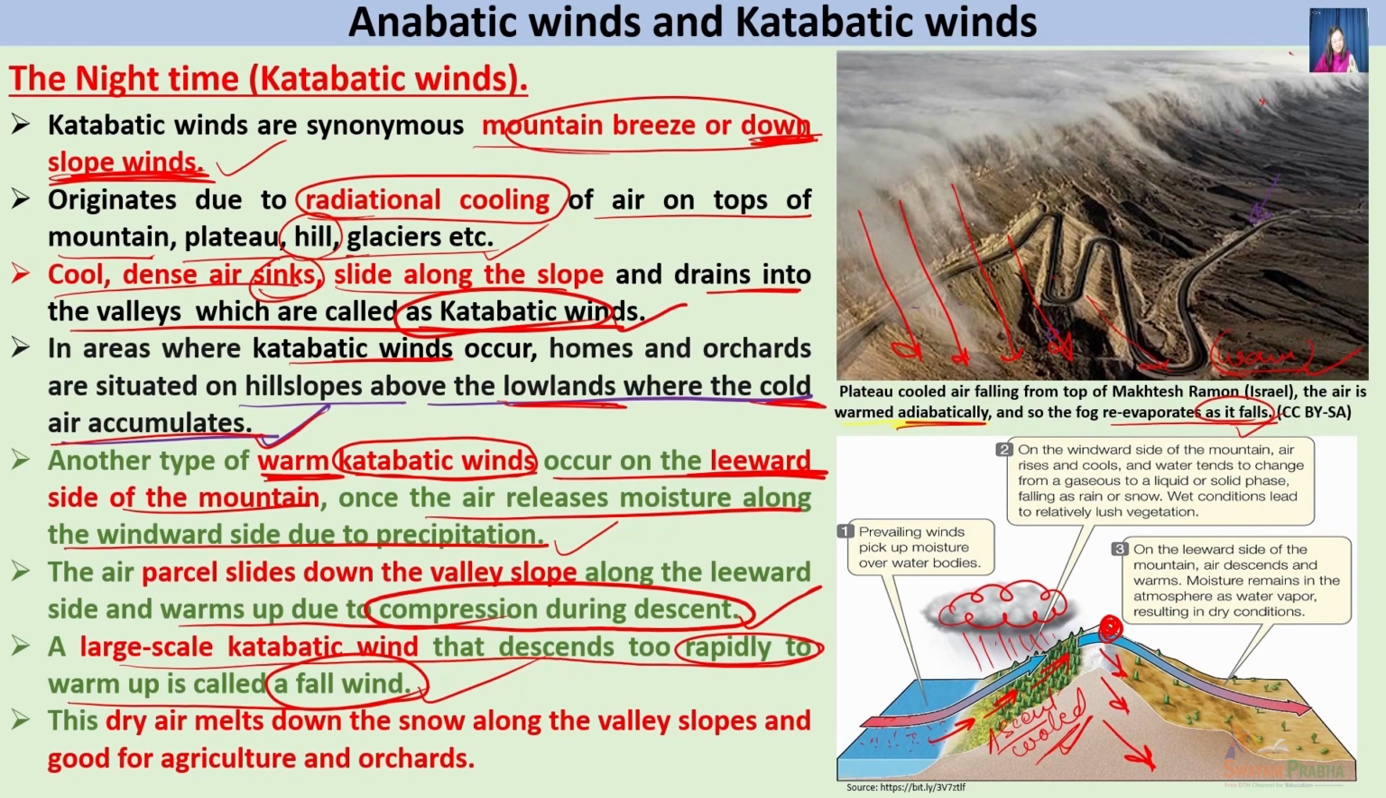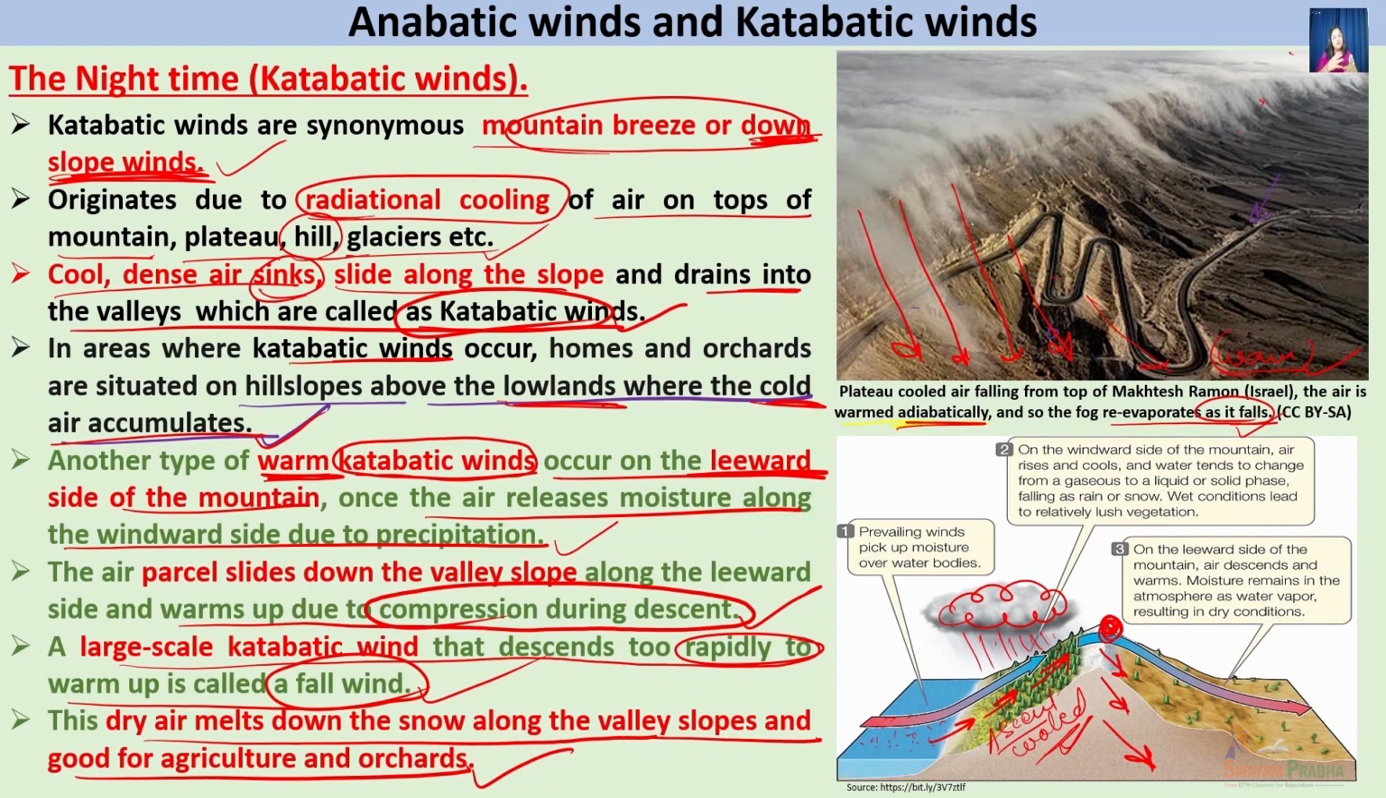As you can see in this diagram, the plateau cooled air falling from the top of Maktesh Plateau is warmed as it descends from the top of the plateau regions towards the valley floor, and the fog re-evaporates as it falls. And this dry air melts down the snow along the valley slope, and it is good for agriculture and orchards. So you have two types of katabatic wind.